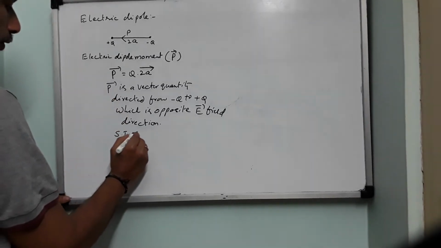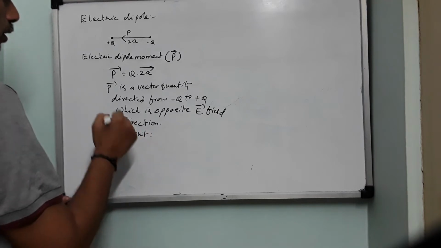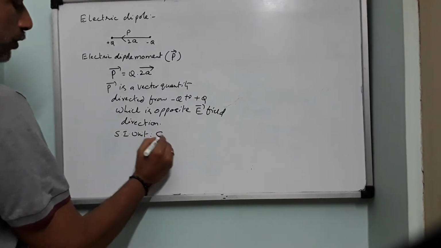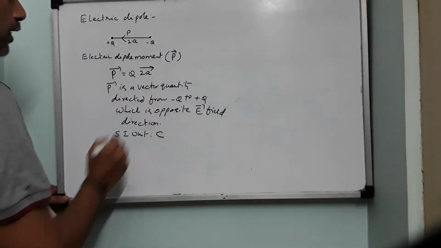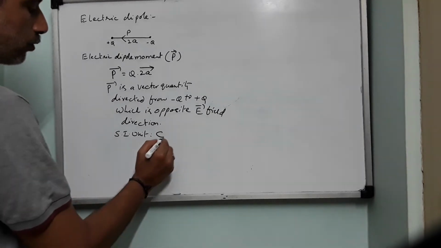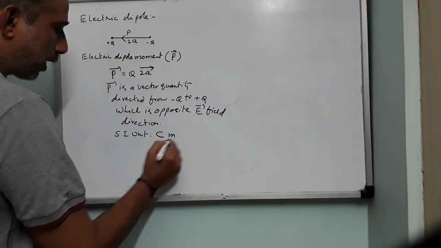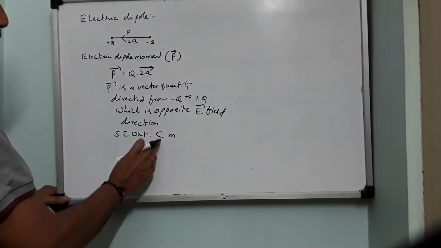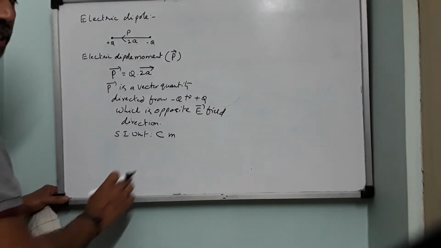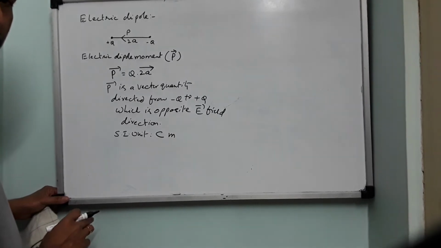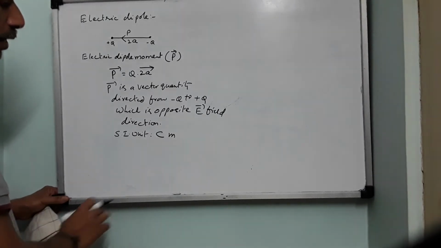Now we write the SI unit of dipole moment. Q is measured in coulomb, so C is the coulomb. 2a is measured as a distance, so this will be meter. Give a single space and write it as C m, coulomb into meter. If you write them together, it looks like cm, which is nothing but centimeter. That's why a small space will be given.